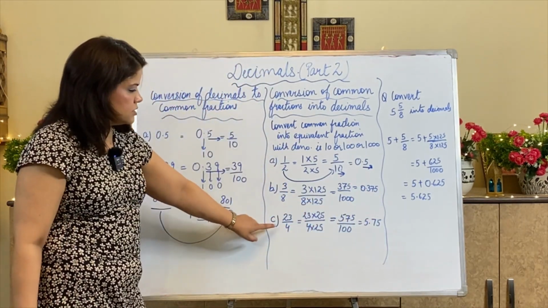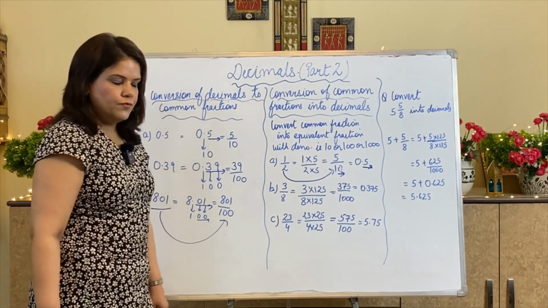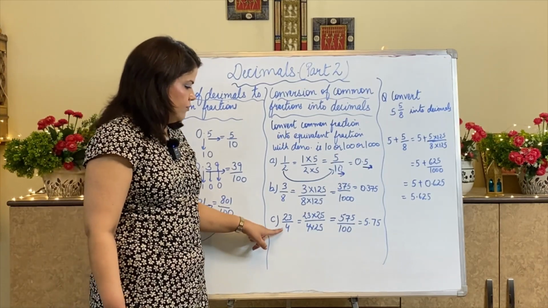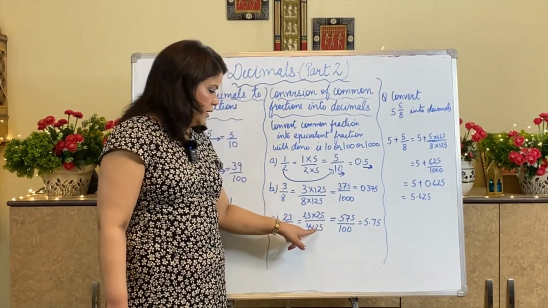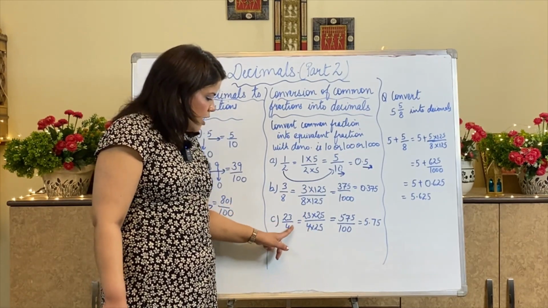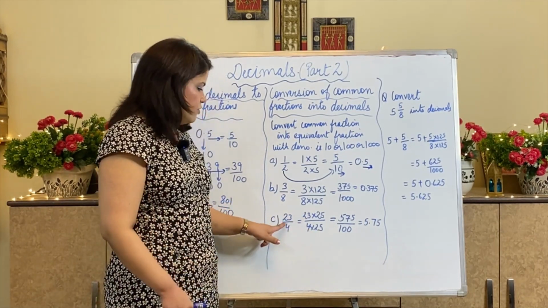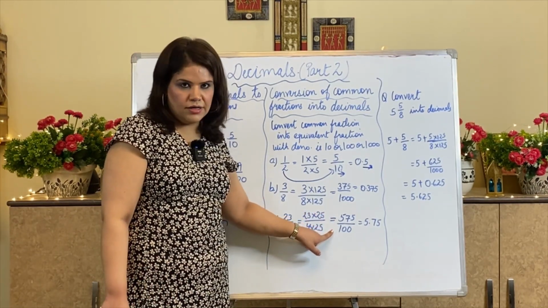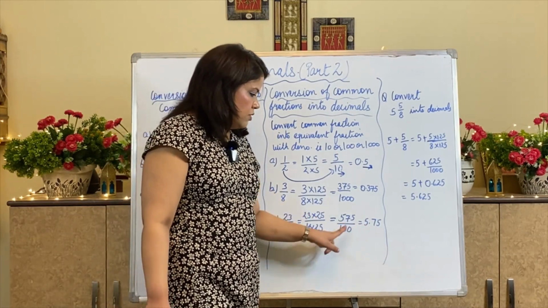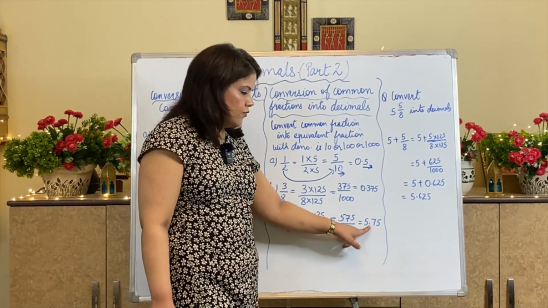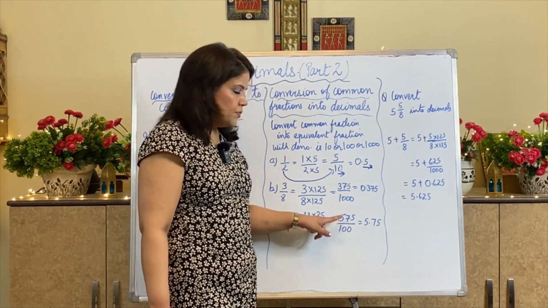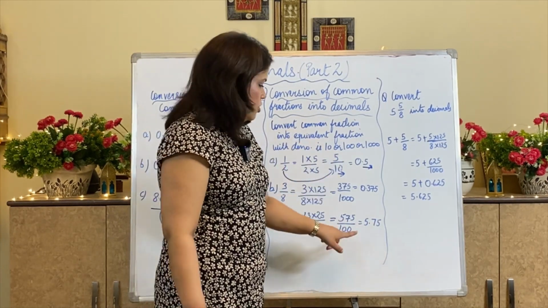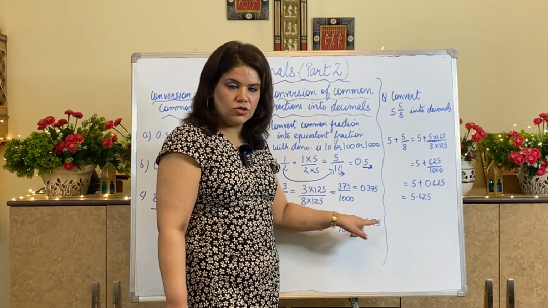Now I am taking this third part, 23 by 4. From 4 I can't reach 10. I tried to reach 10, I couldn't. Now I have tried to reach 100. I could reach it by multiplying with 25. Since I have to multiply 4 with 25, I will multiply the numerator as well with 25. So I am getting 575 by 100. Understood? The decimal will come in place of 100. Since there are 2 zeros, you will place 2 decimal places after the decimal. So 5.75, because I need to count 2 digits.